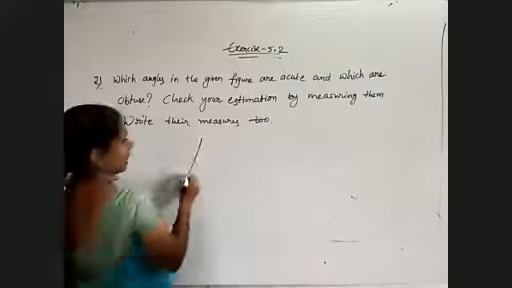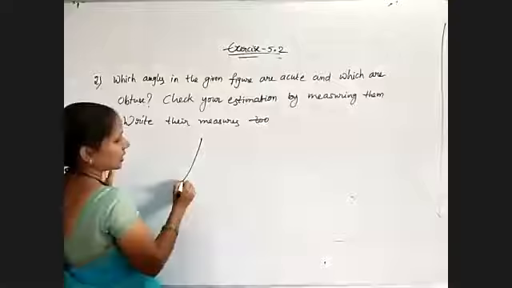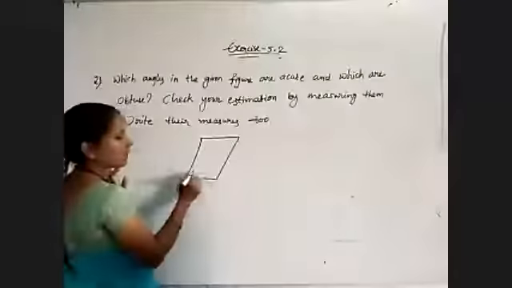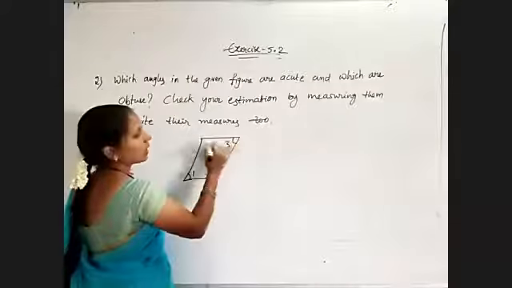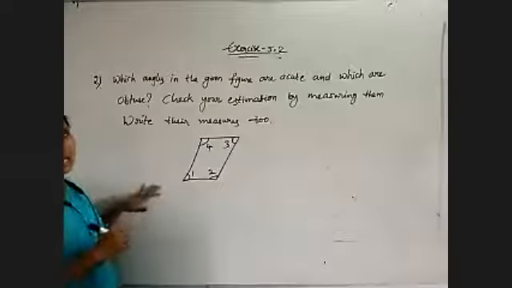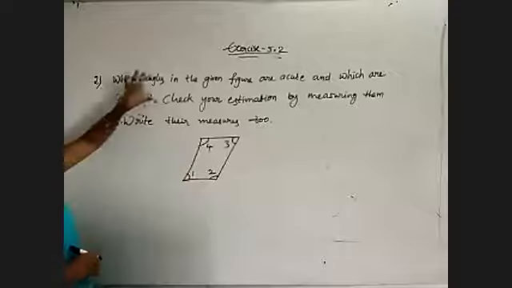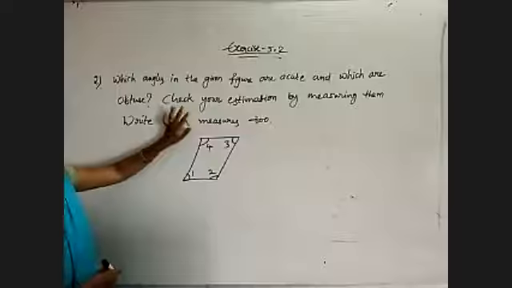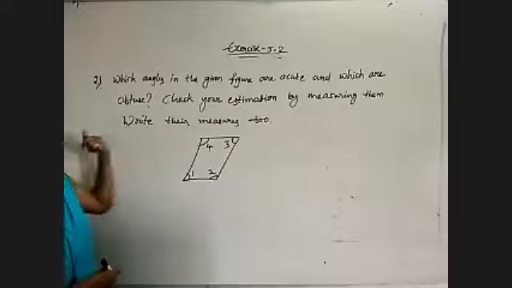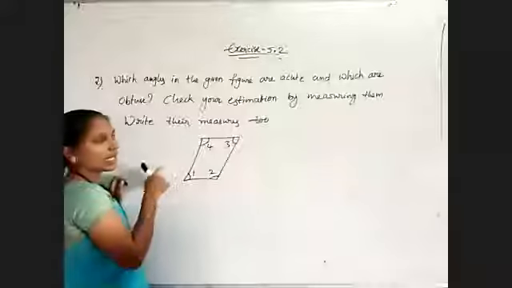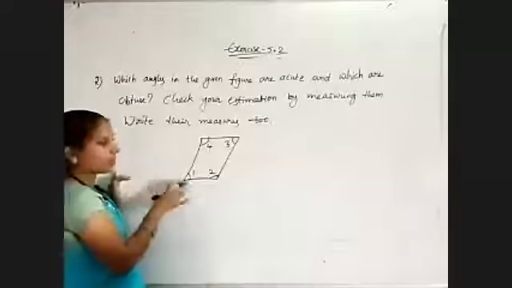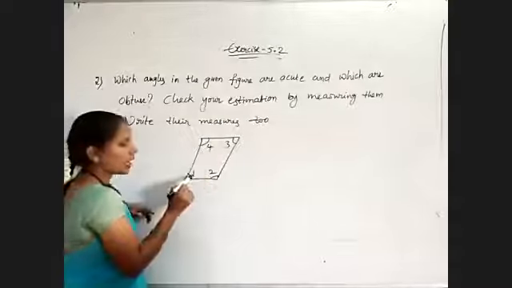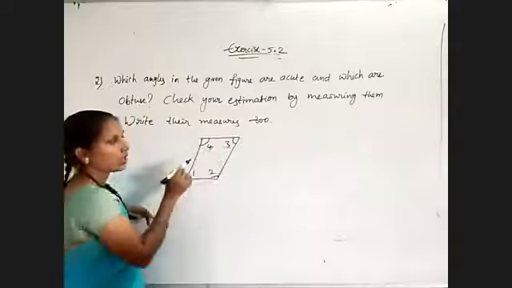And they are given the figure like this. Angle 1, 2, 3, 4. So like this they have given one of the figures. Now observe which angles in the given figure are acute, which are obtuse we have to check. Check your estimation by measuring them. Write their measures too. So try to identify which are acute angles. First in this figure how many angles are showing? Angle 1, 2, 3, 4 they have shown.